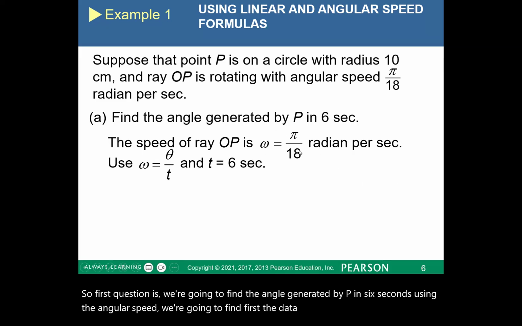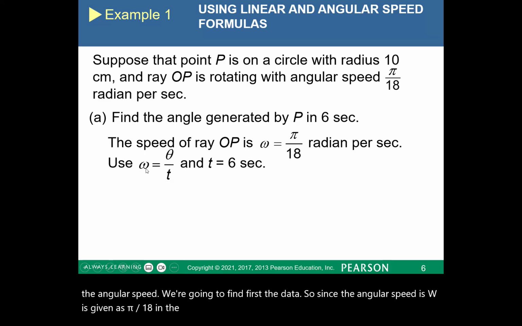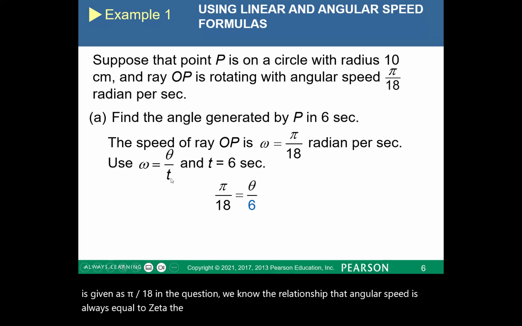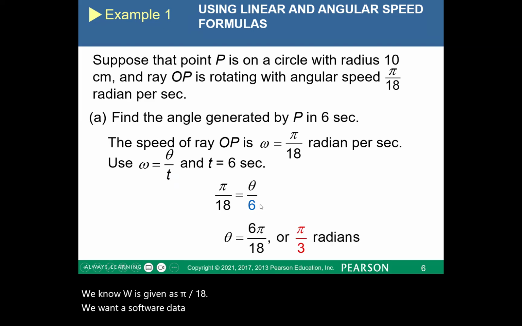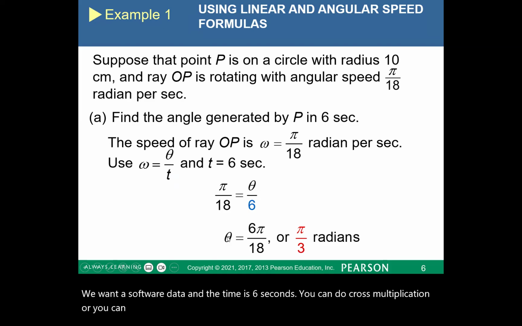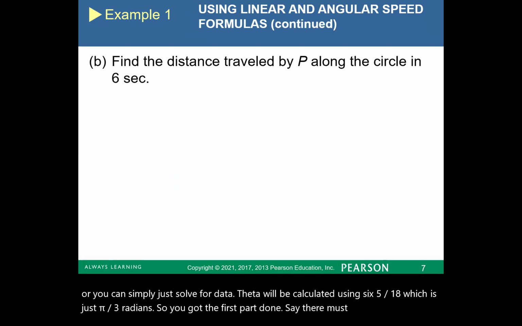Since the angular speed W is given as pi over 18 in the question, we know the relationship that angular speed is always equal to theta, the angle, divided by time. Here, we can plug in the numbers we know. W is given as pi over 18. We want to solve for theta, and the time is 6 seconds. You can do cross multiplication, or you can simply solve for theta. Theta will be calculated using 6 pi divided by 18, which is just pi over 3 radians. So you got the first part done. Theta must be pi over 3 radians.